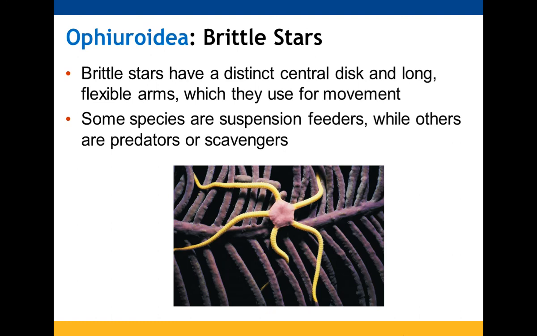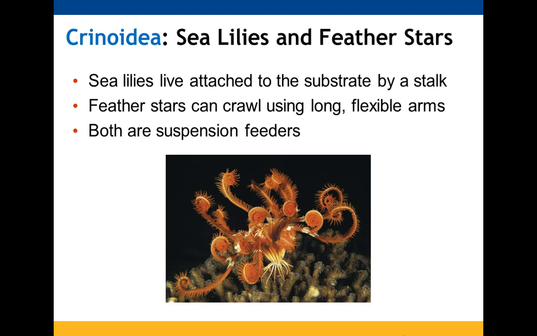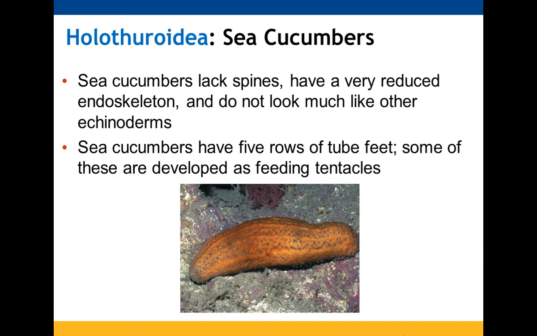Brittle stars. They have a distinct central disc and longer flexible arms, which allow them to move. They can be suspension feeders. Some are predators. Some are scavengers. Sea urchins and sand dollars don't have arms, but they have five rows of tube feet. They use their spines to move and protect themselves, and they feed on seaweed with a jaw-like structure on their bottom. Sea lilies and feather stars attach to substrates through stalks. Some can crawl. The feather stars can crawl with their arms, and they both are suspension feeders.